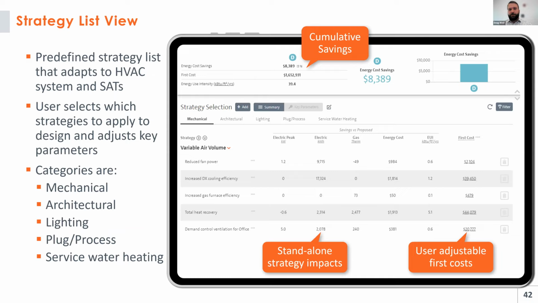And then the last thing to think about when you're looking at a simplified modeling tool is to consider some of the other automation that can come into play. One important piece would be an ability to run energy efficiency measures, or we call them strategies, and to run these automatically so a user doesn't have to configure them and spend a lot of time manipulating. And have the strategy list be comprehensive so that you're evaluating energy efficiency opportunities across mechanical, architectural, lighting, plug loads, and water heating.